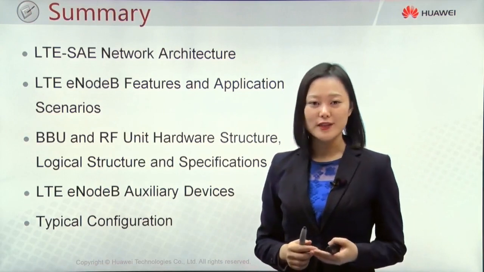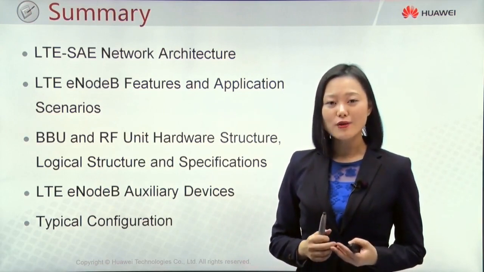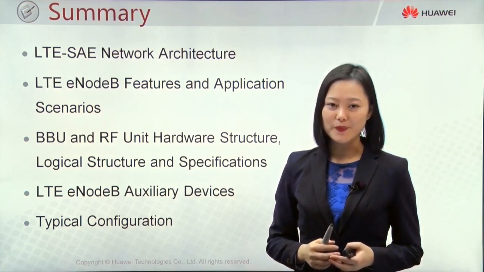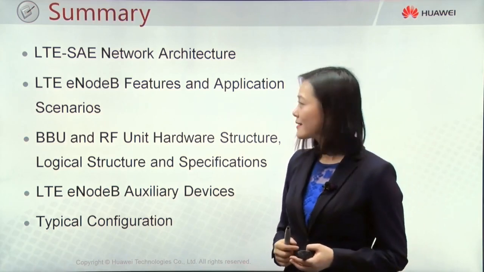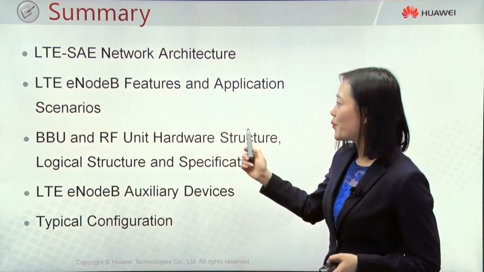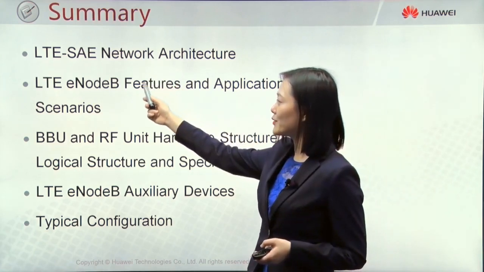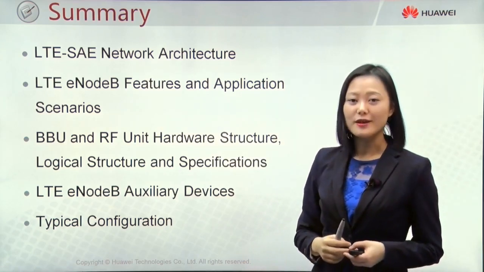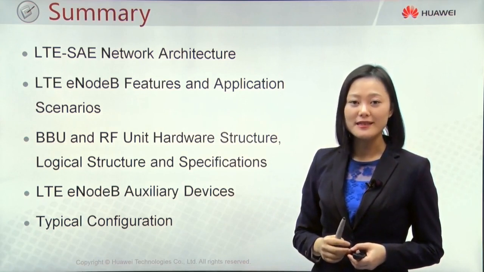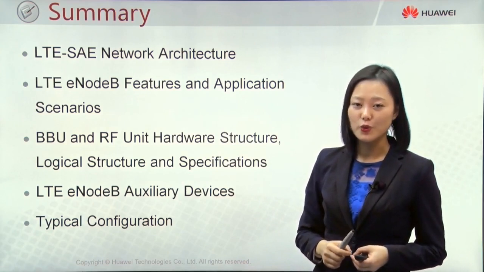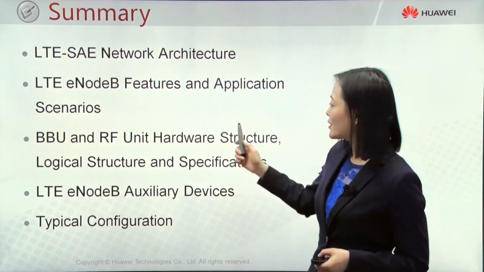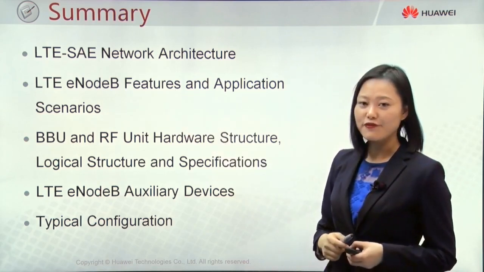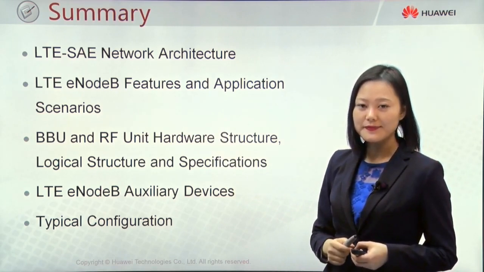Well, that's all for this chapter's content, and also our whole course for eNodeB product is finished now. Let's have a summary. In the first chapter, we briefly introduced the LTE SAE network architecture and pointed out the eNodeB position inside the LTE network. We also described the eNodeB product features and different application scenarios.